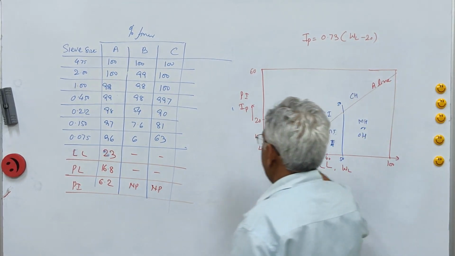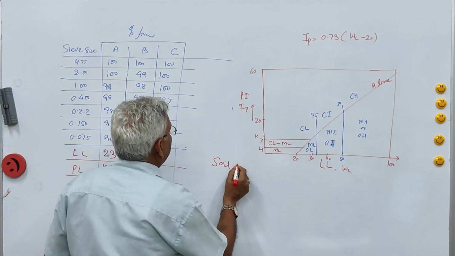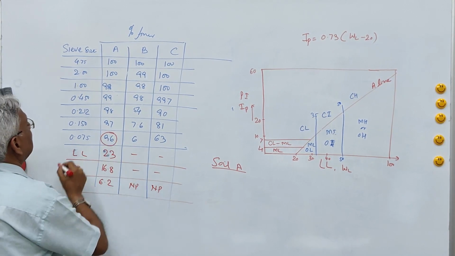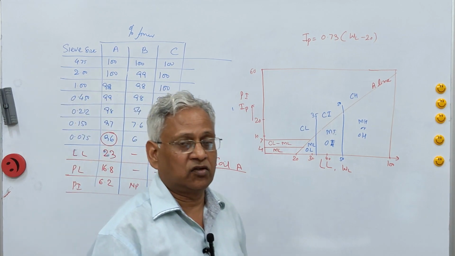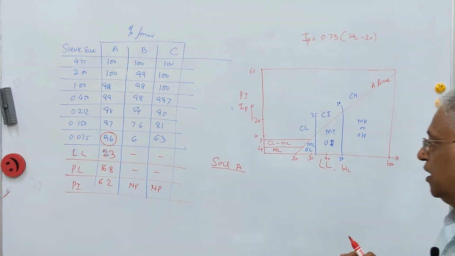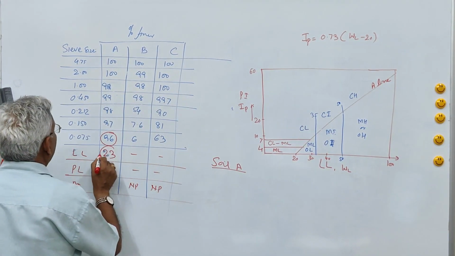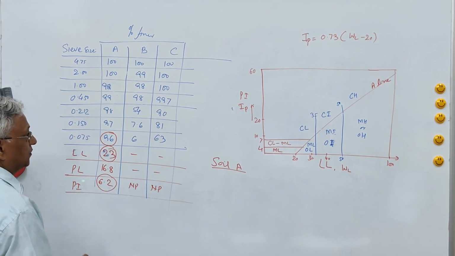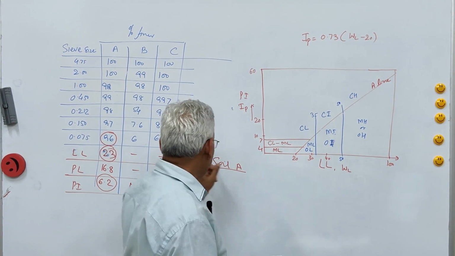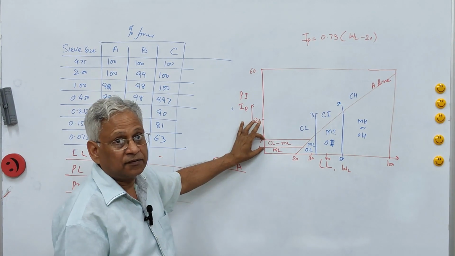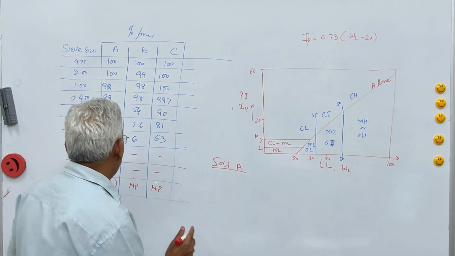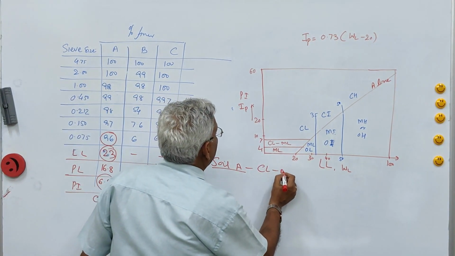Now let us take soil A. If you look at this, the percent passing 75 micron is 96%. So it's a fine grained soil. So we should now look at the liquid limit and PI value. Liquid limit is 23% and PI value is 6.2%. So liquid limit is 23% somewhere here, and PI value lies between 4 and 7, and therefore it should have a dual designation, that is CL-ML. So soil A is CL-ML.